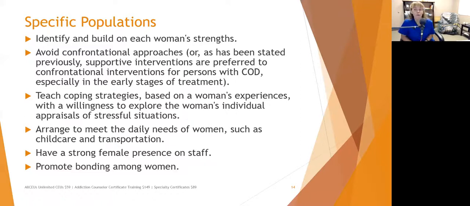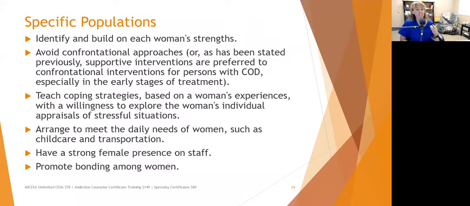We need to teach coping strategies based on a woman's experiences with a willingness to explore the woman's individual appraisal of stressful situations. So not telling them what to do, but saying, okay, what about this situation is stressful to you? What do you find threatening, scary, stressful? And what do you think the best way is to deal with it? How have you dealt with similar situations in the past?